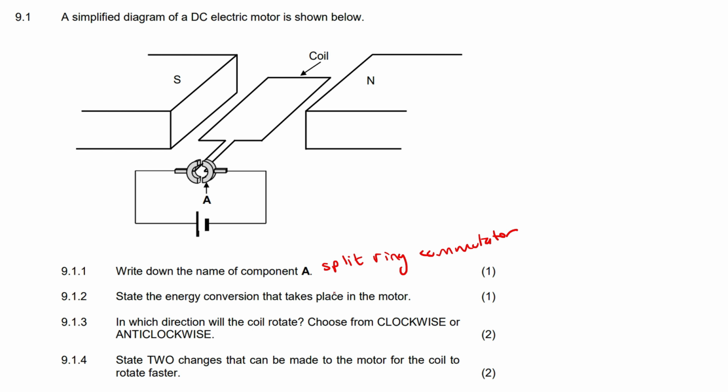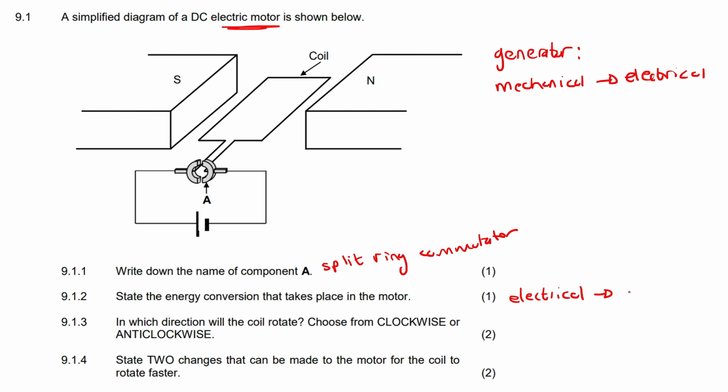State the energy conversion. Okay, so remember, when you have a generator, you are then going to be converting the mechanical to electrical. But when you have a motor, then you already have the electrical, but you're converting it to mechanical. So that's this one, okay, for the motor. Now, in which direction will the coil rotate? Choose from clockwise or anti-clockwise.